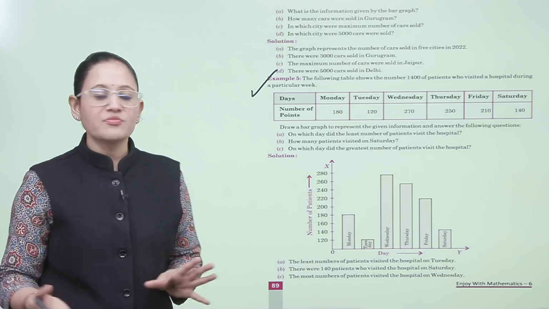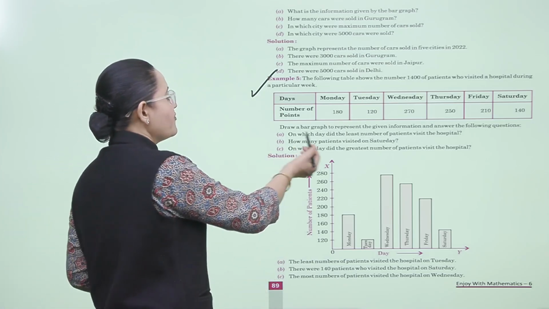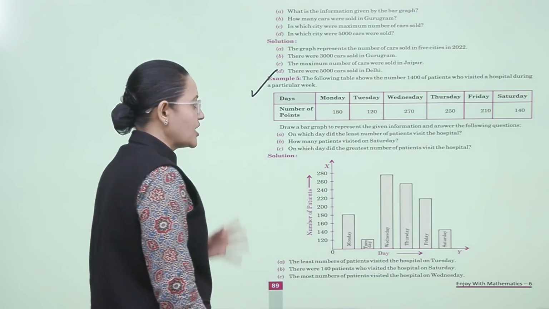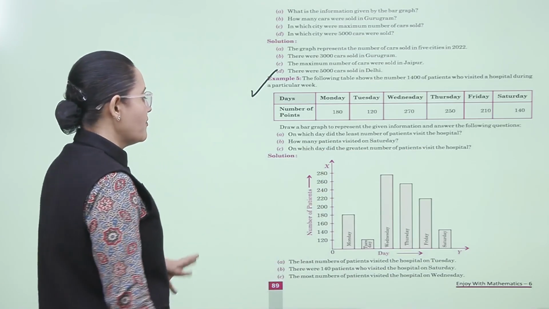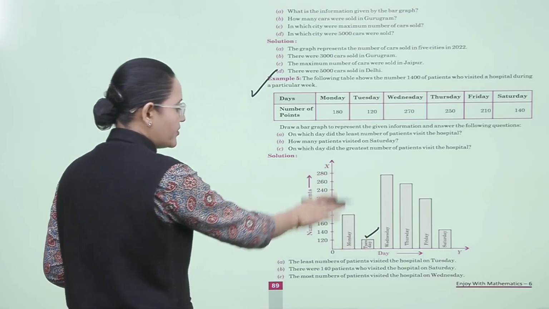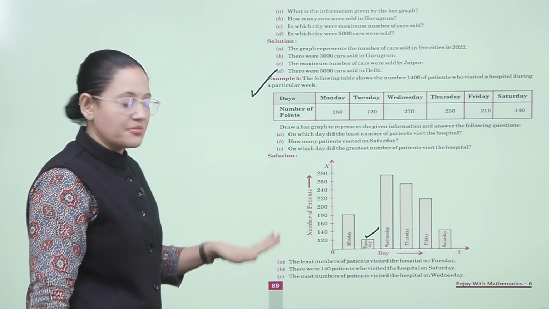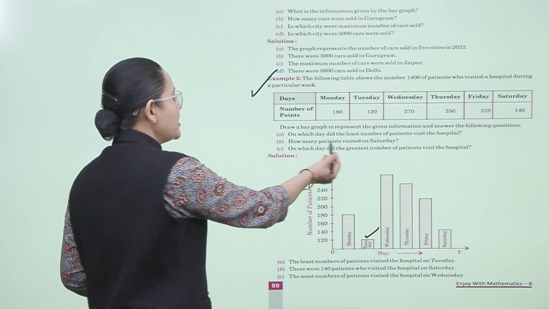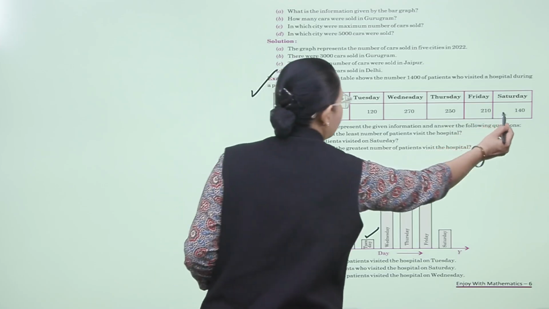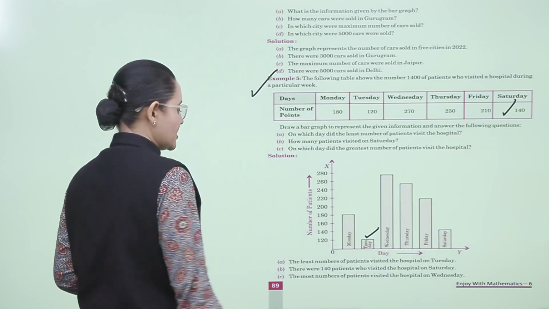Now we have to answer some questions. On which day did the least number of patients visit the hospital? So, the least number of patients visited on Tuesday because the height of the bar is minimum here. Clear? How many patients visited on Saturday? On Saturday 140 patients visited. Clear?